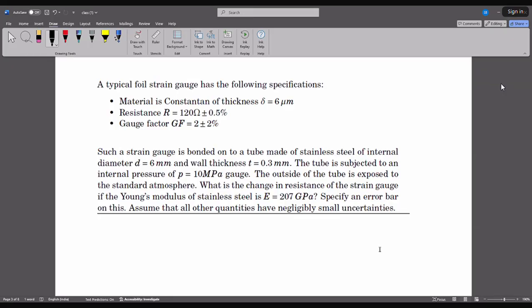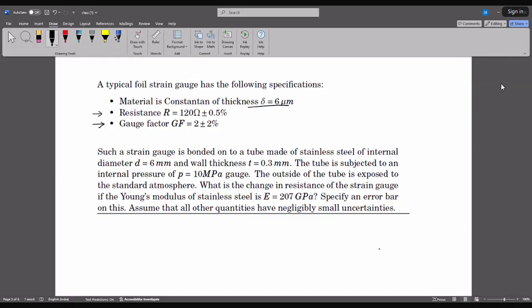So that is how the strain gauges are used for pressure measurement, as we discussed in the class. This particular problem talks about a foil type strain gauge, and that has the following specification. The material is constantan of thickness 6 micron. Its resistance is 120 ohm with an uncertainty of plus minus 0.5%, and its gauge factor is 2. As we discussed, most strain gauges have a gauge factor close to 2. So this gauge factor is 2 plus minus 2%.